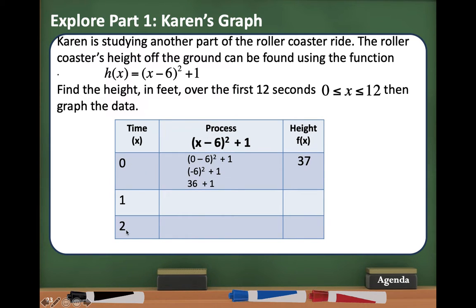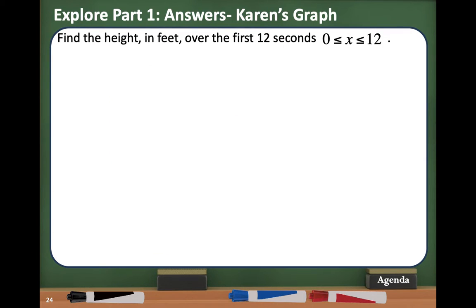And then do that for 2. Put 2 in. Subtract 6. Square it. Add 1. Keep going. Then try to graph the function. Okay? So now might be a good time to pause. Spoiler alert. Or keep watching.